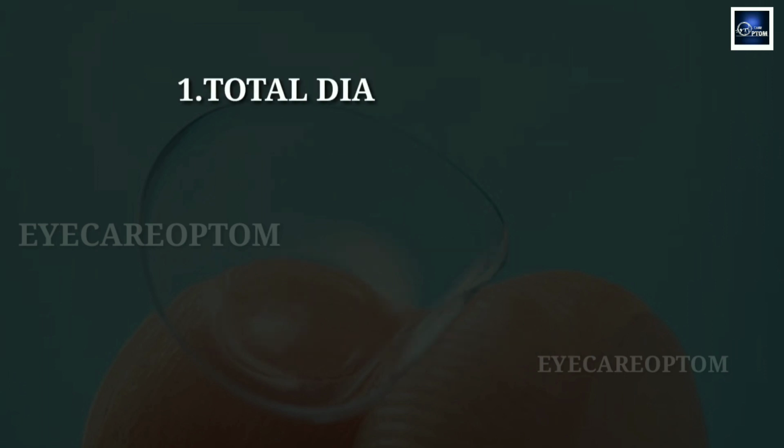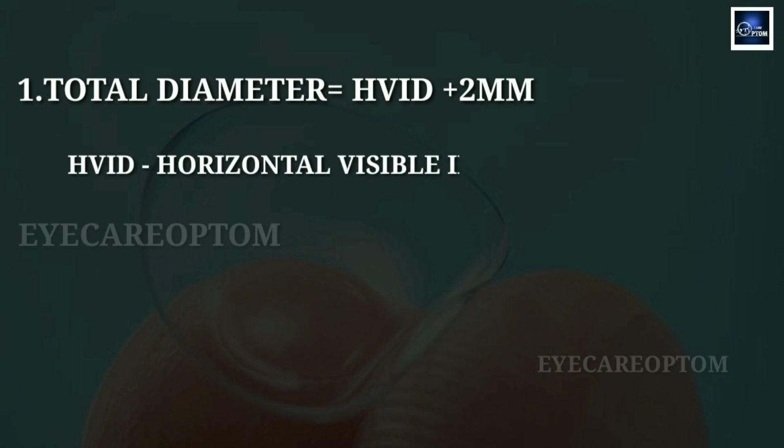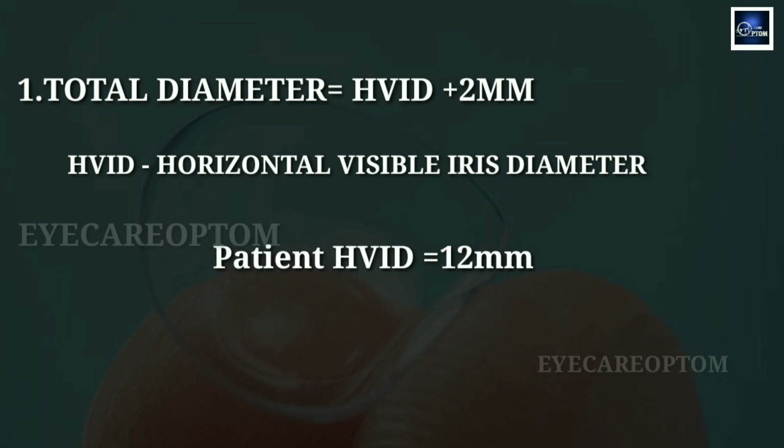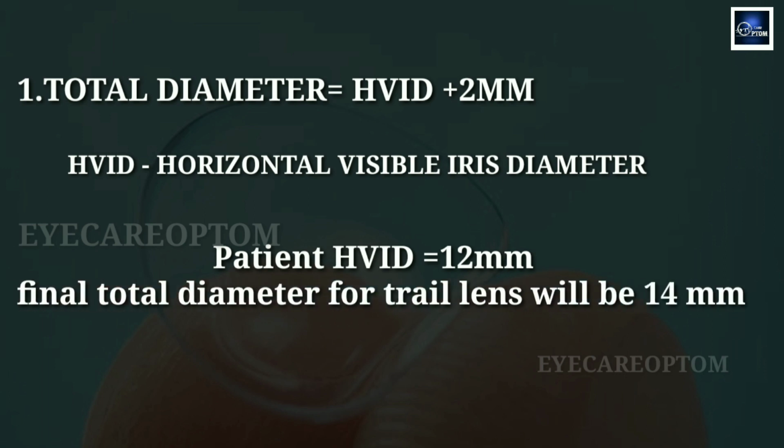First, the total diameter will be calculated as HVID plus 2 mm. Here HVID is horizontal visible iris diameter. If the patient has 12 mm of HVID, with that we have to add 2 mm. The final diameter of the contact lens will be 14 mm.